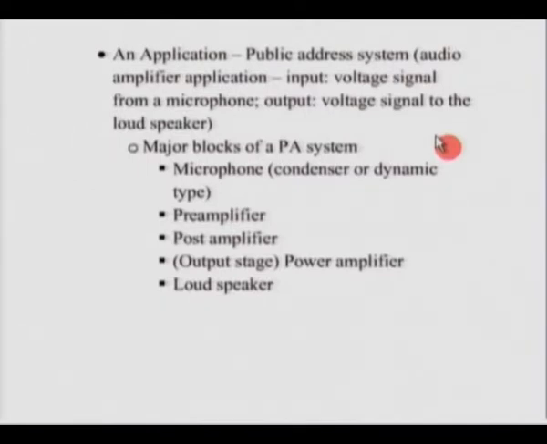Let us think about a public address system. Right now I am speaking into a microphone, which may be a condenser microphone in this case, or in some cases a dynamic type microphone. The signal at the output of the microphone needs to be amplified, and you would have a preamplifier in the public address system, followed by a post amplifier, and finally an output stage or a power amplifier, and the signal then flows into a loudspeaker. So this is a good example to consider the amplifiers and the typical requirements of an amplifier.